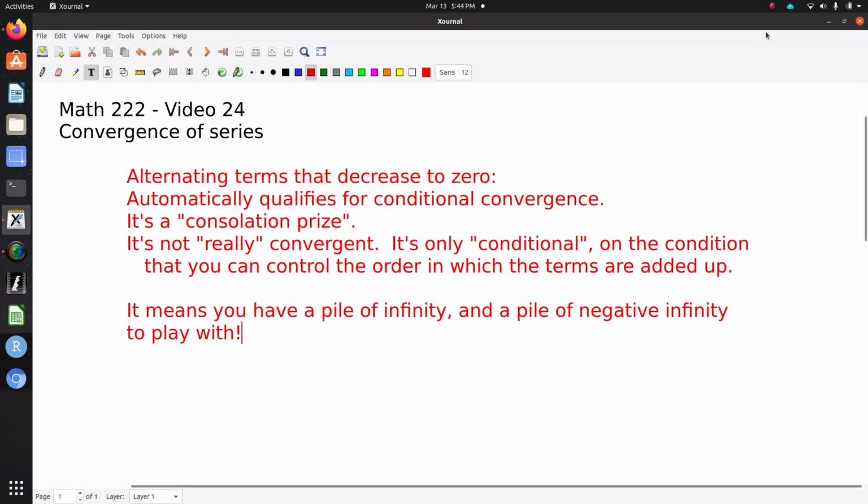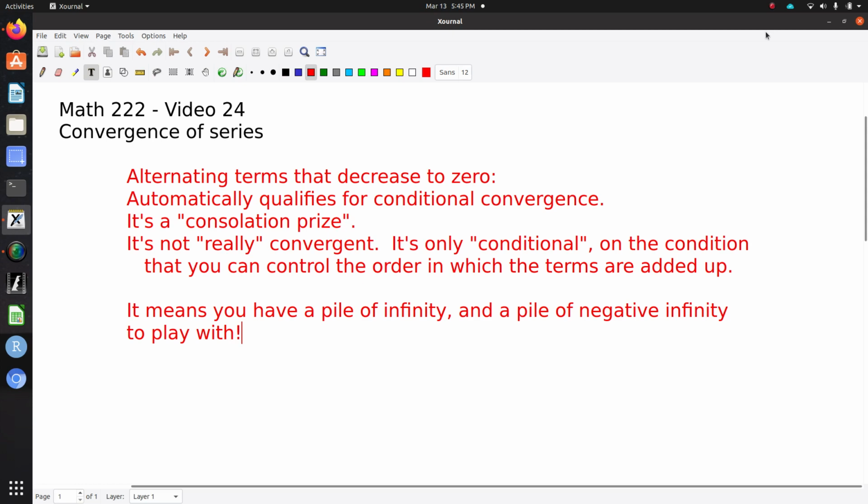Okay, so what is the alternating series test? It means you have alternating terms that decrease to 0. It automatically qualifies you for conditional convergence. You try for the better one. You try to say that something is absolutely convergent, but if you can't, then you go for the consolation prize. So when you say something is conditionally convergent, you're kind of saying it's not really convergent. It's just only conditional. Conditional on the condition that you have control over the order in which the terms are added up.